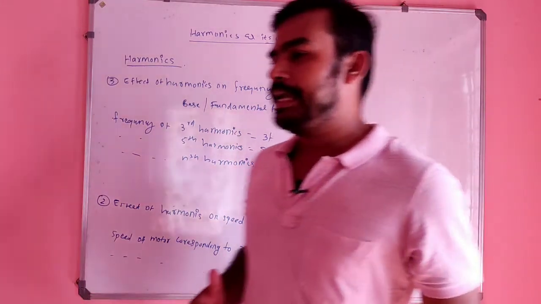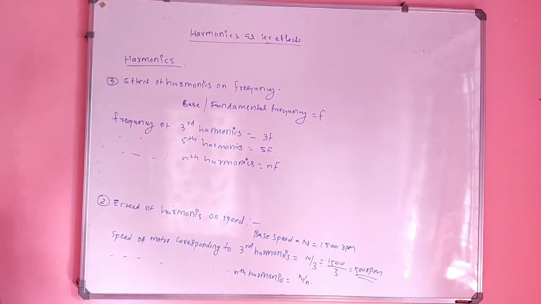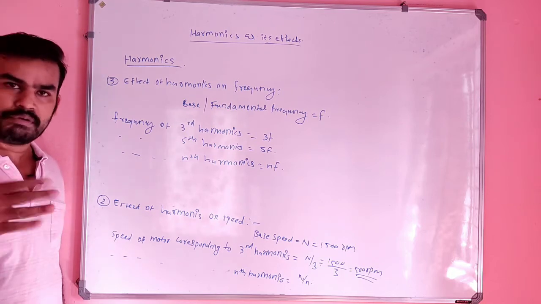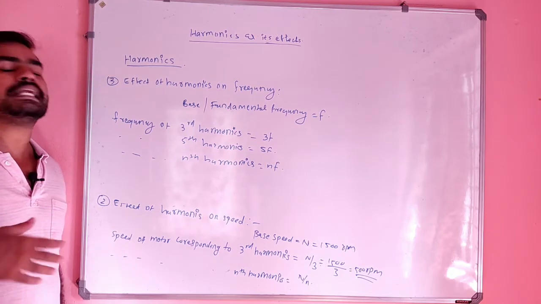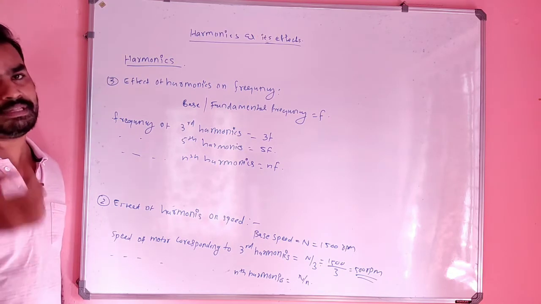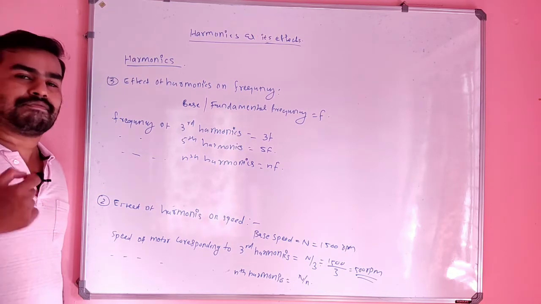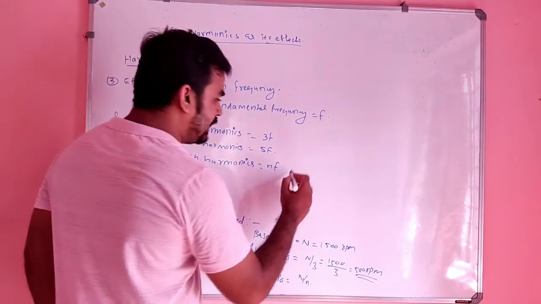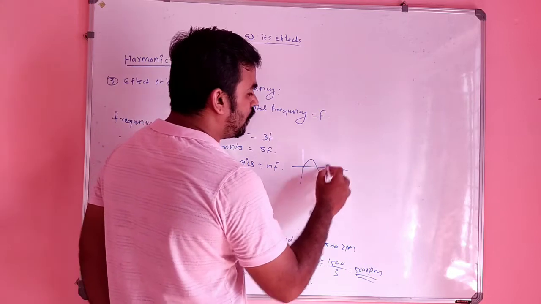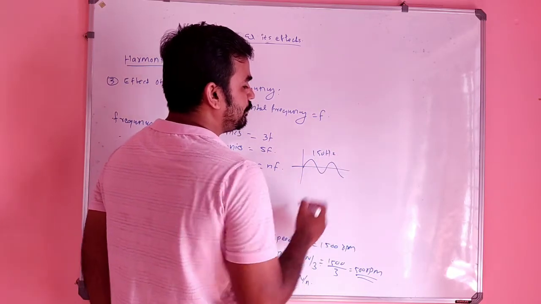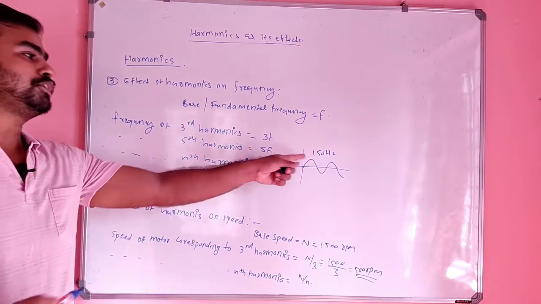Clear? So if a generator is producing a fundamental frequency of 50 hertz, as I have already told you, and you have to find the effect of the third harmonic, it will affect the machine to produce a waveform of 150 hertz. This is the effect of the third harmonic.